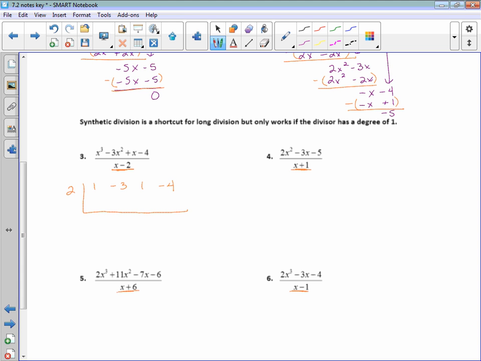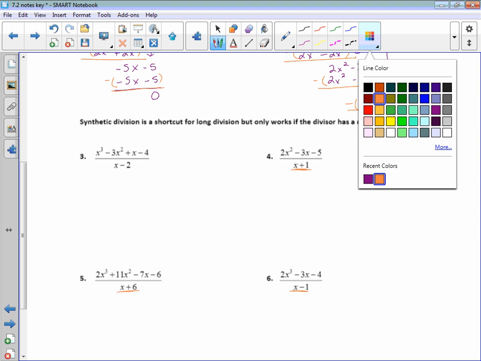Okay? All right. Is everybody okay with what I've written over there? It's kind of hard to see. Can't pick a color I like.